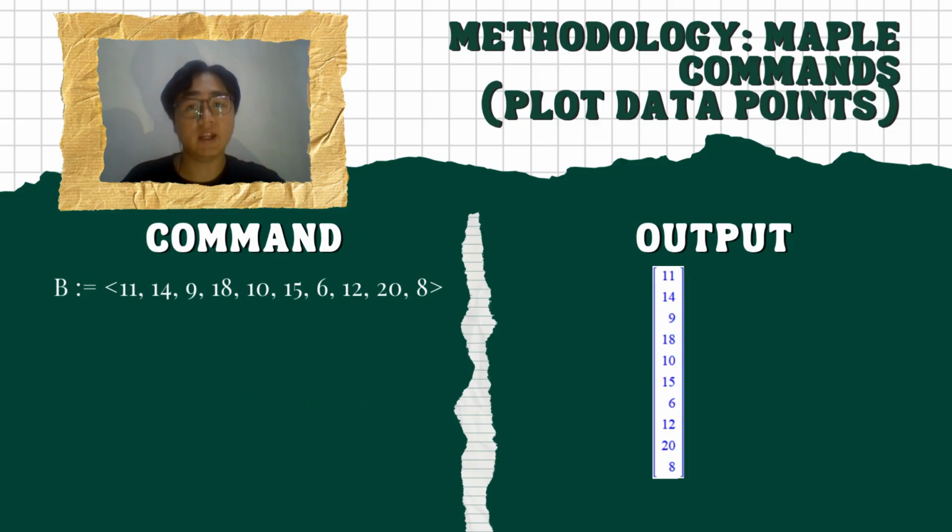After we're done declaring our A, it's time to declare our B, which is 11, 14, 9, 18, 10, 15, 6, 12, 20, and 8. And this is how our output would look.